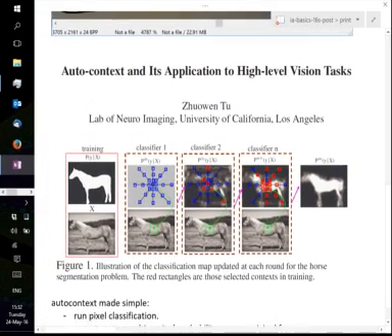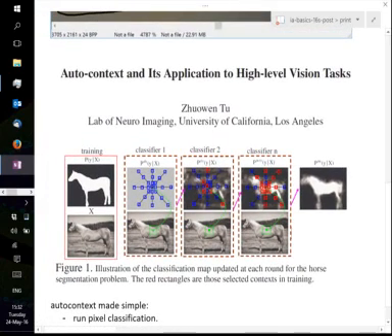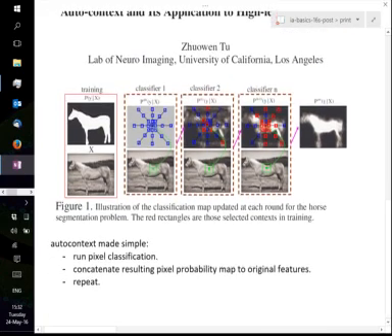So what's important is the fundamental idea of using the classifier to produce a pixel level prediction, a semantic labeling, in this case horse or no horse, and to then use those predictions as input for a second layer of classification along with the original features.